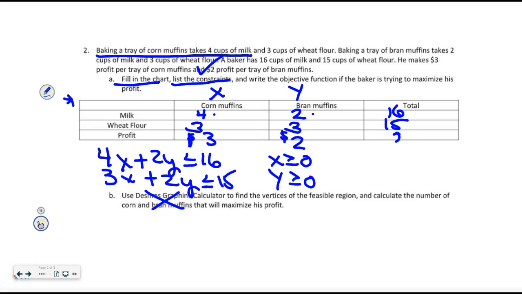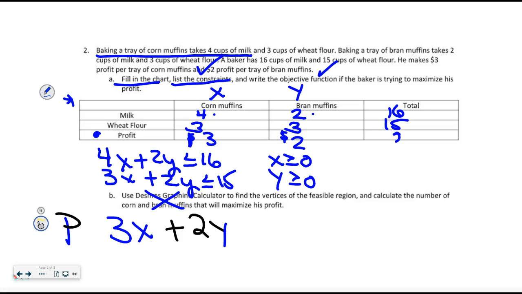Okay? Now, it says write the objective function. That comes from your profit. That's the thing we want to make the most. So my objective function is 3 of the corn muffins, $3 for every tray is what I'll make, plus $2 for every tray of bran. Do you think I want to maximize that or minimize it? Yeah, it's a profit, right?